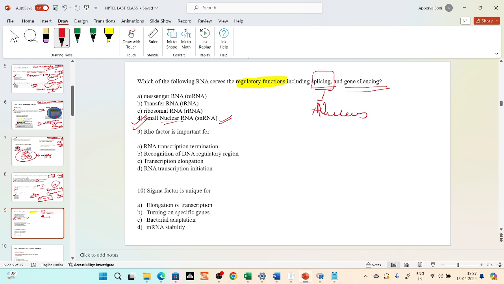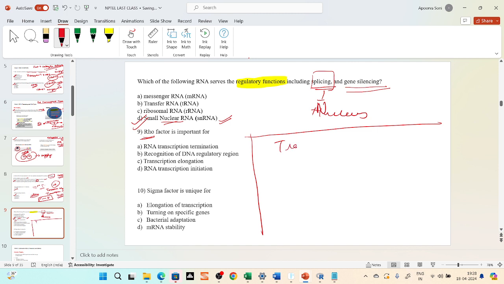Next question is, Rho factor is important for RNA transcription termination, recognition of DNA regulatory region, transcription elongation, or RNA transcription initiation. So, first of all, you should know that Rho factor is needed where? In replication, transcription, translation, where? It is required in transcription. Okay.